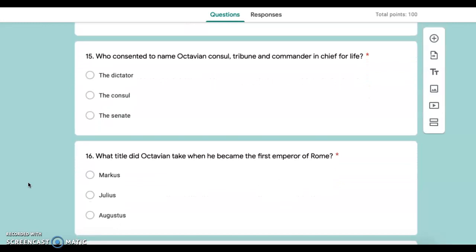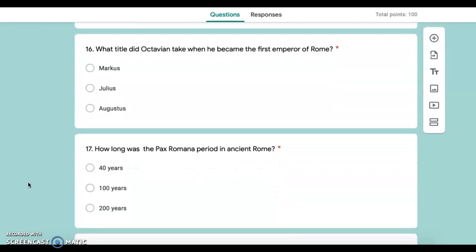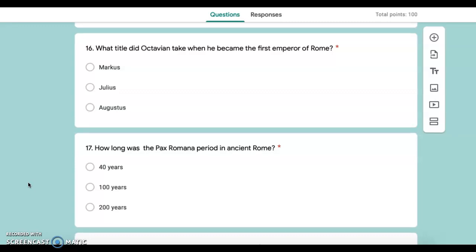15. Who consented to name Octavian consul, tribune, and commander-in-chief for life? The dictator, the council, or the Senate? 16. What title did Octavian take when he became the first emperor of Rome? Marcus, Julius, or Augustus?